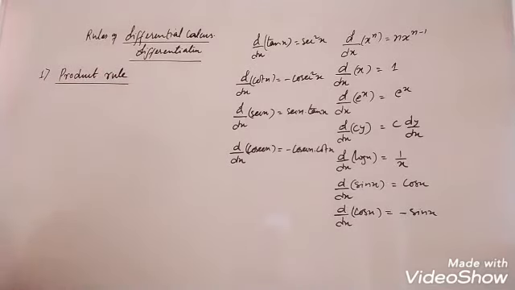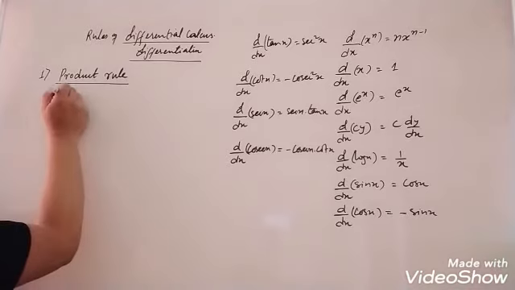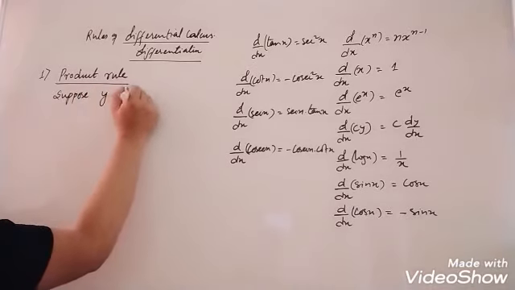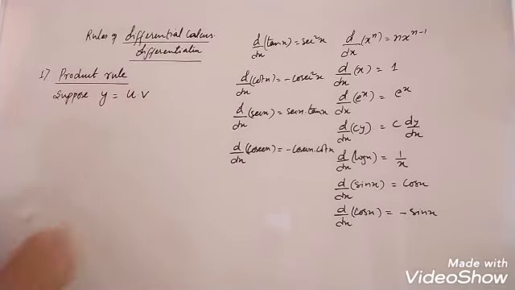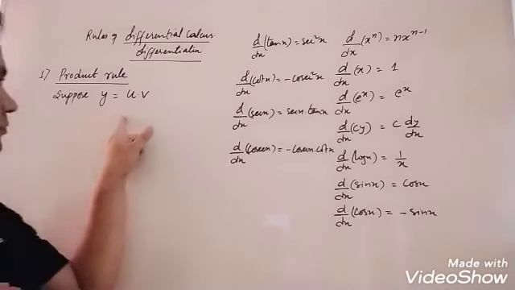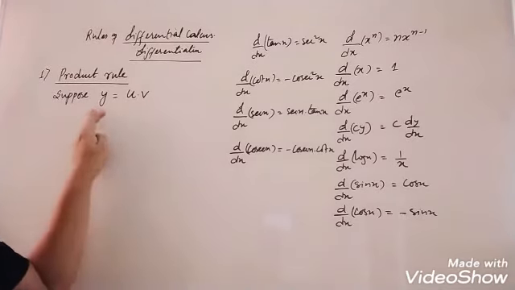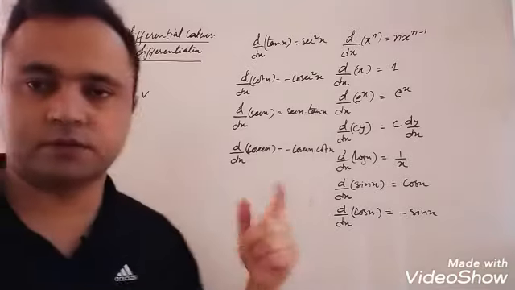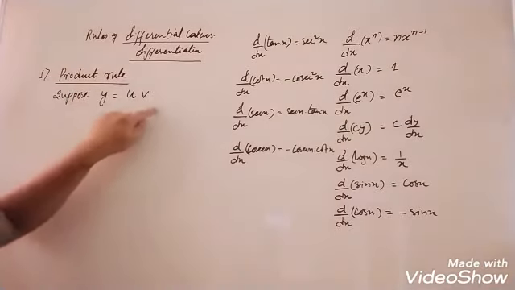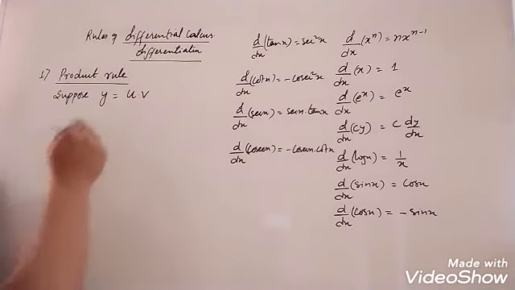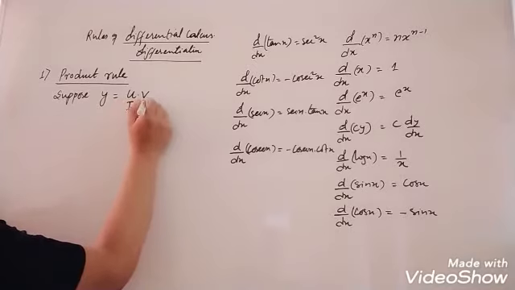Product rule. Suppose y equals u into v. Now in product rule, the function is the product of two or more functions. This is a product function. y equals uv means there are two functions. u is one function and v is another function. So this is the first function and this is the second function.